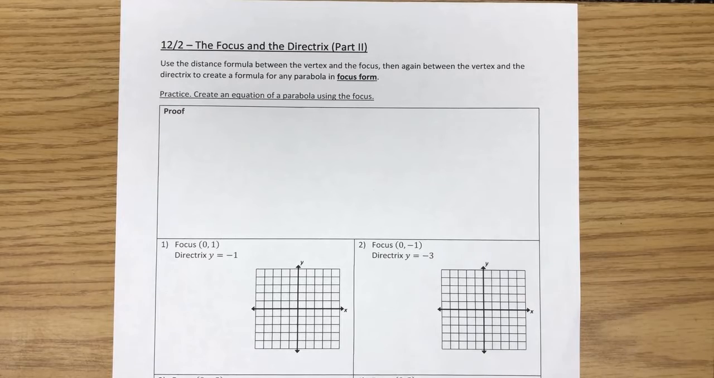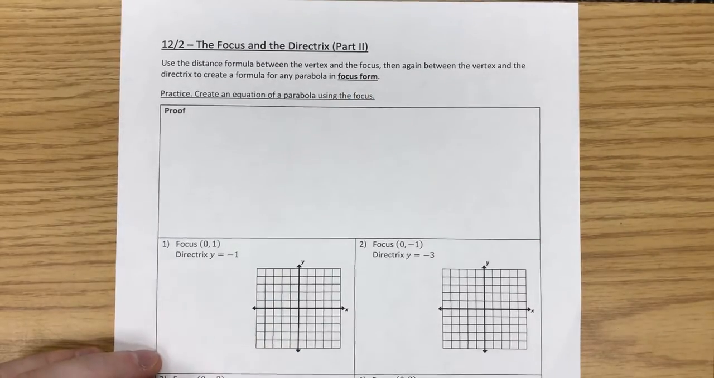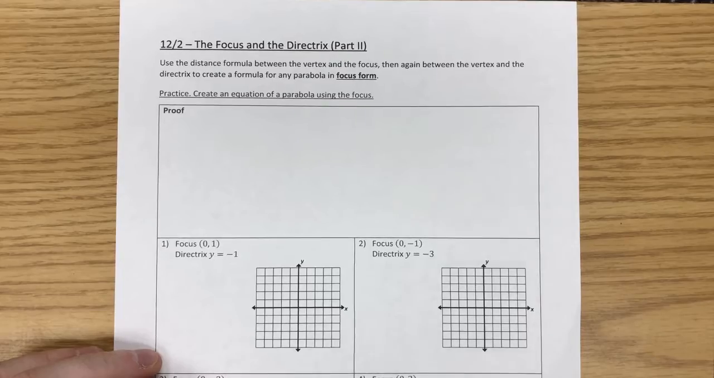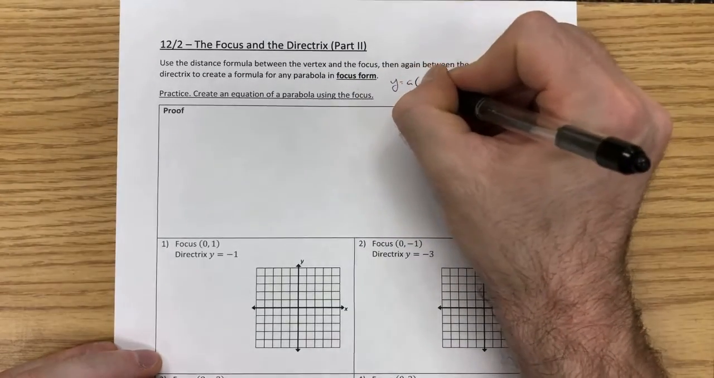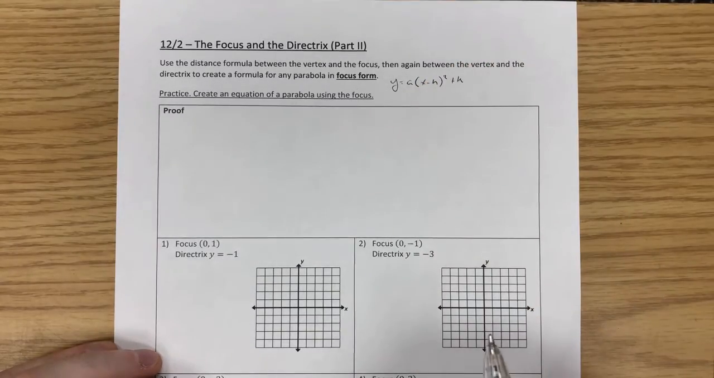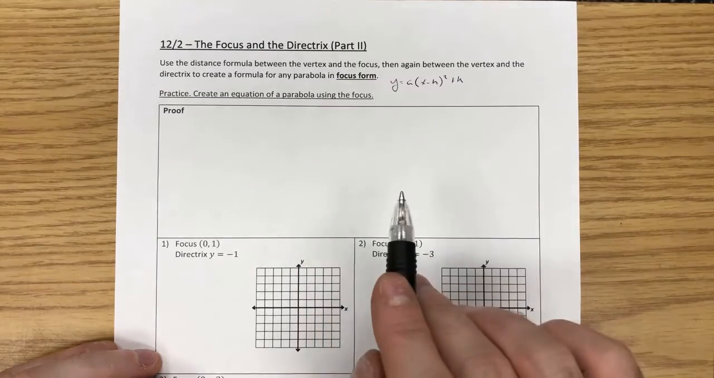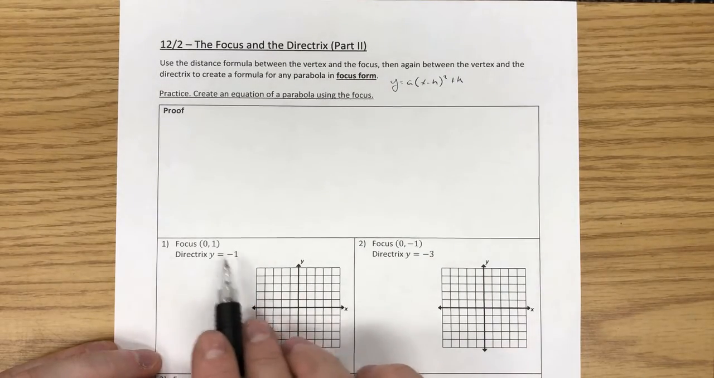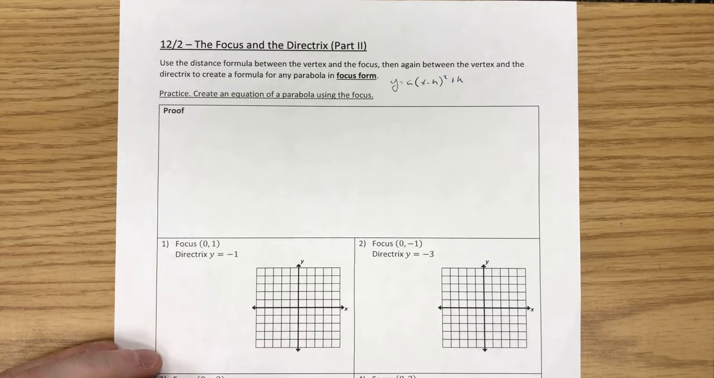So today we're going to be working on the focus and the directrix by creating an equation in what we're going to call focus form. Now focus form is a slightly misleading phrase because I'm going to make this equation in y equals a(x minus h) squared plus k, which is vertex form. But I'm going to make it in vertex form using only the terms of the focus, so my a, my b, and my directrix, which we're going to refer to as y equals d.